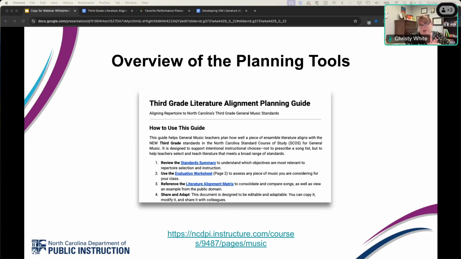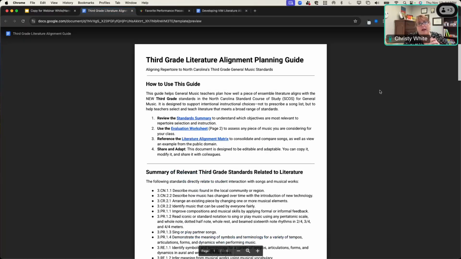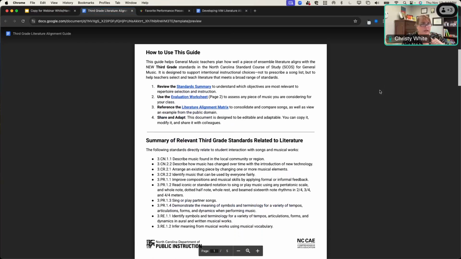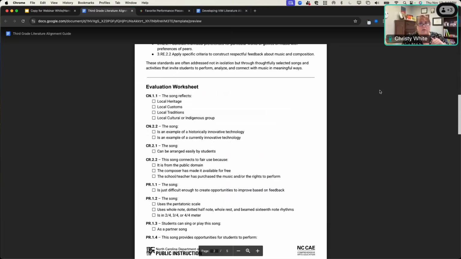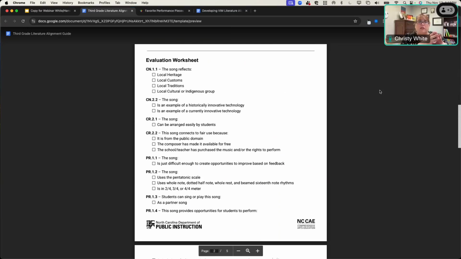So we are talking about third grade literature. I did not pull out Waltzing with Bears today because it is super, super long. But we are going to take a look at the third grade literature guide for all you general music folks who are in the elementary area, and just get a look at how it works. The first page has the relevant standards that are related to the literature. And when we move down into the next page, you can see that you've got a series of check boxes. When we're talking about CN 1.1 in third grade, the focus is on local heritage. So all those check boxes have to do with whether the music is about local culture and local tradition.